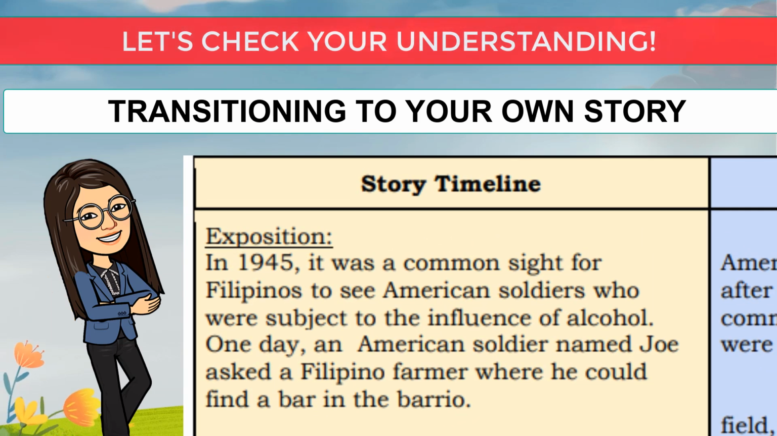For the story timeline, exposition. In 1945, it was a common sight for Filipinos to see American soldiers who were subject to the influence of alcohol. One day, an American soldier named Joe asked a Filipino farmer where he could find a bar in the barrio.